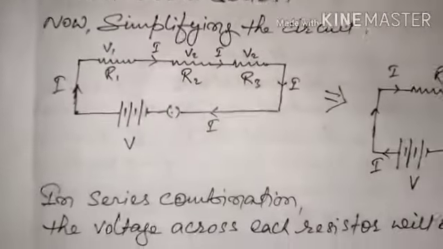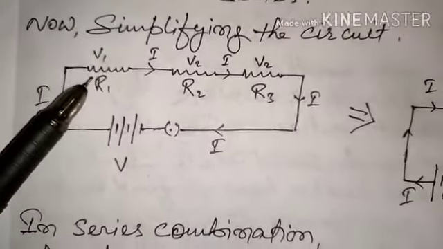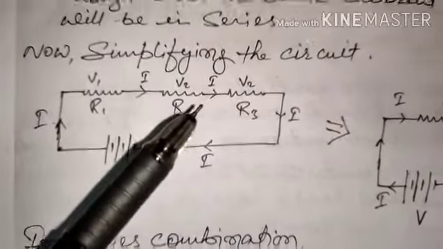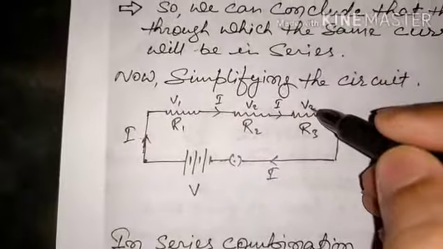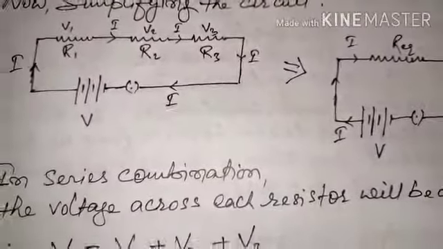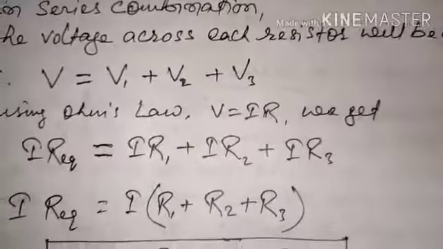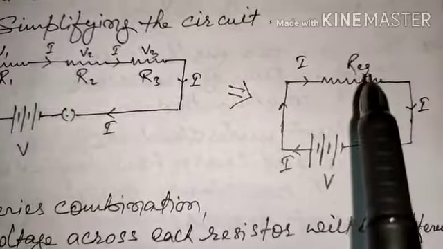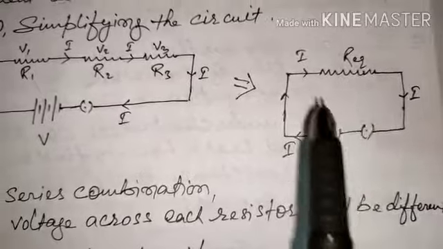The voltage across resistor 1 is V1, voltage across resistor 2 is V2, voltage across resistor 3 is V2. Sorry, it should be V3. Let me correct it. Okay, so it should be V3. It is V3 now. From there we are simplifying this equation, and we have got it. This is our V, and here only one resistor is there, so the whole voltage is going to be distributed for this resistor only.